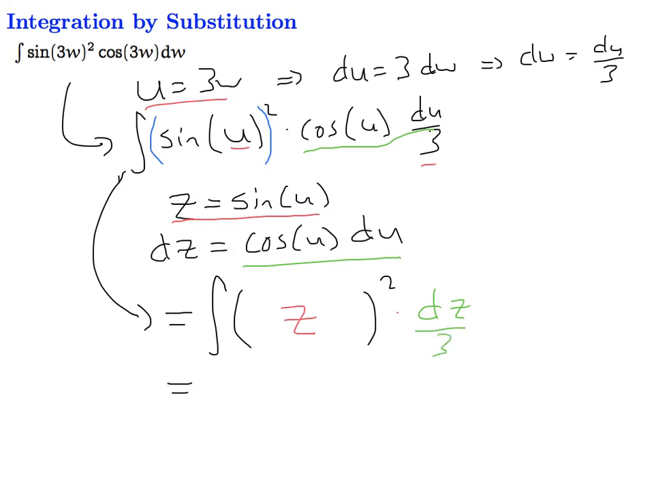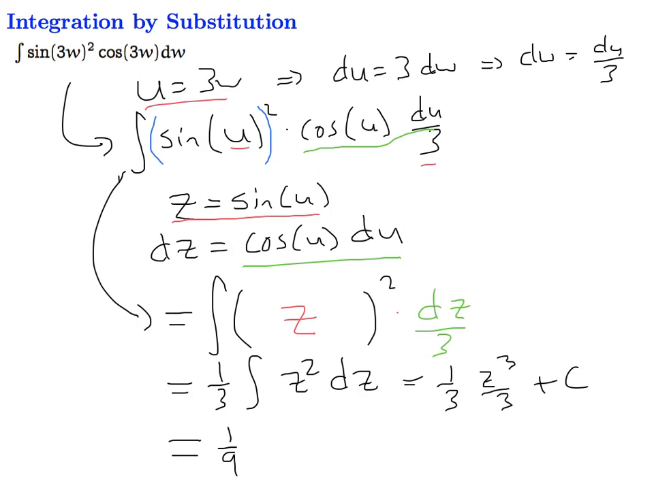So cleaning up this integral a little bit, bringing the 1 over 3 out, I now have 1 over 3 times the integral of z squared dz. And now I can start taking the antiderivatives. This is just a simple power rule. So this becomes 1/3 z cubed over 3 plus c. But I'm not done. I need to replace my z's with sine of u's. So this becomes 1/9 sine of u quantity cubed plus c.